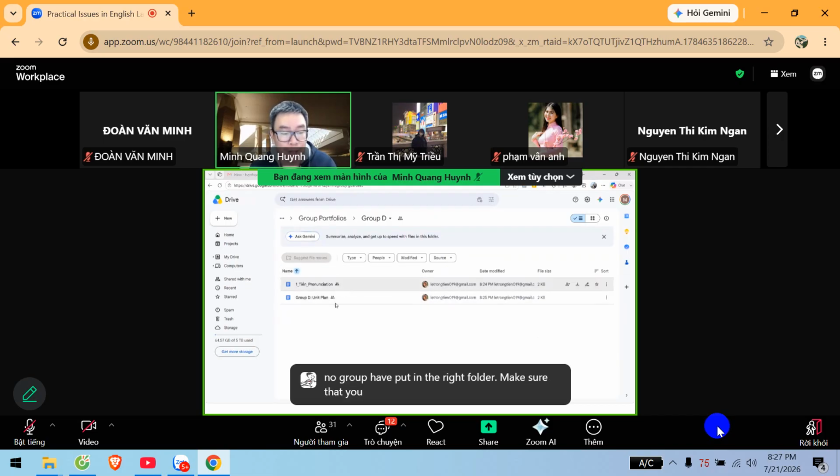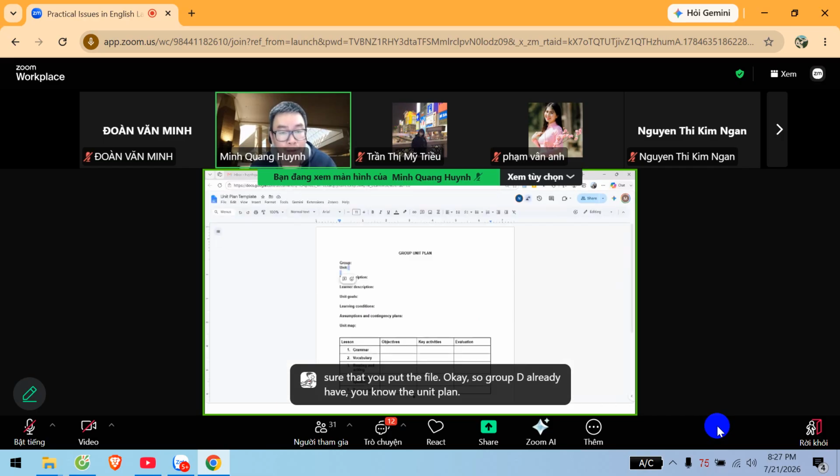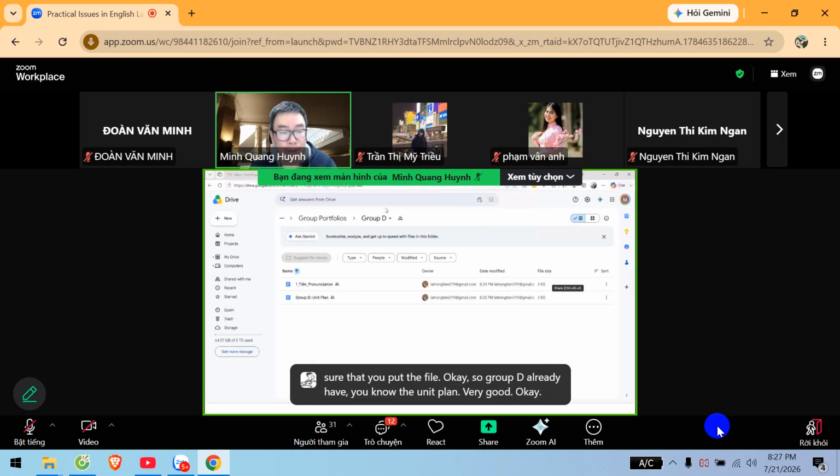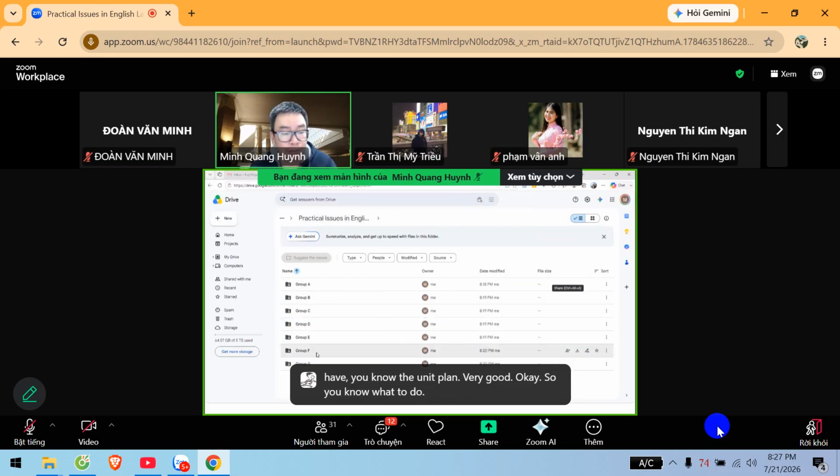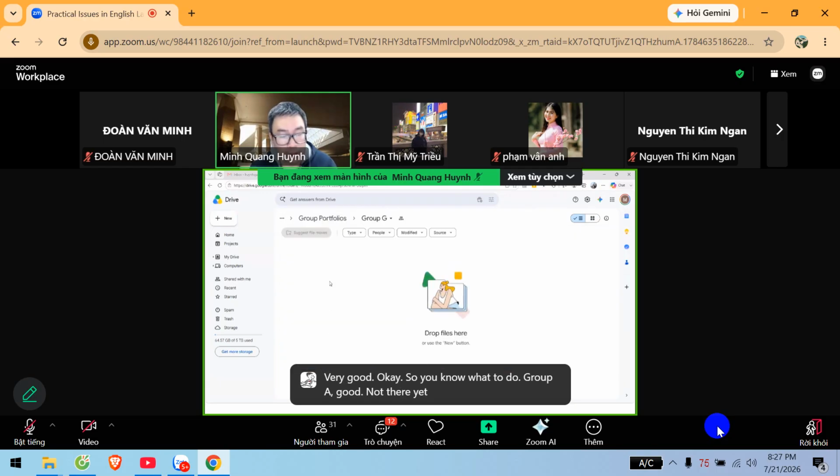Group D already has the unit plan, very good. So you know what to do. Group E, good. Group F, not there yet. Group G, not there yet.